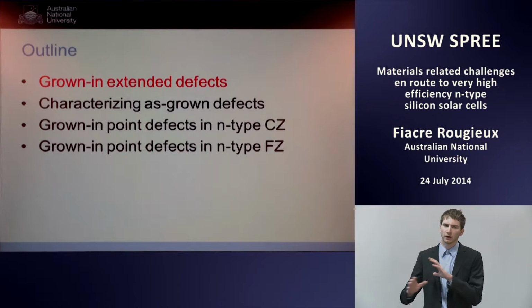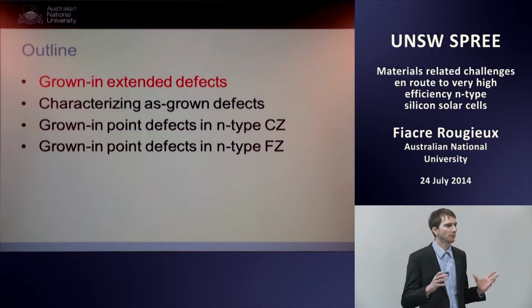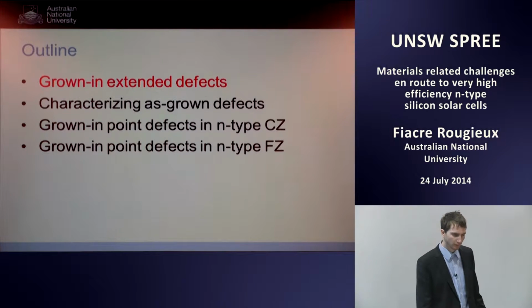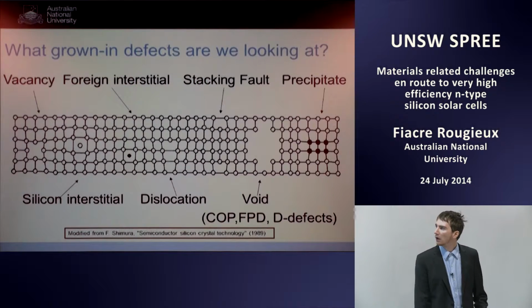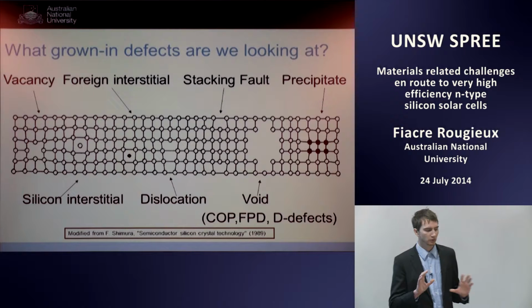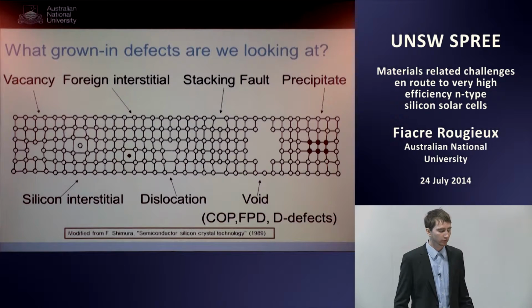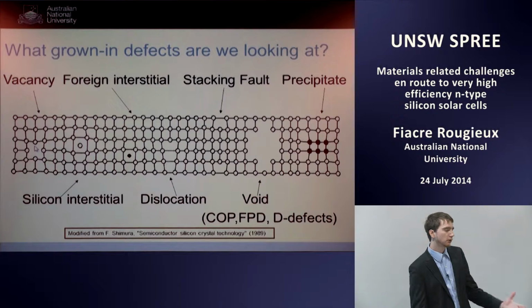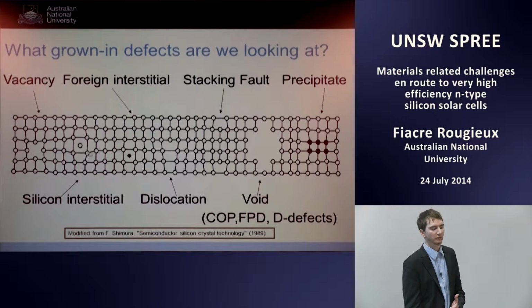I'm going to start with a little review of what's been happening in terms of grown-in extended defects in N-type silicon and what we've learned in the past few years. So just a very simple recap. This is a very schematic representation, but it is to make sure that we all understand what we're talking about. During growth, two types of defects are created: vacancies, as you can see here, which is a silicon atom that's missing, and then we have the silicon self-interstitial here.